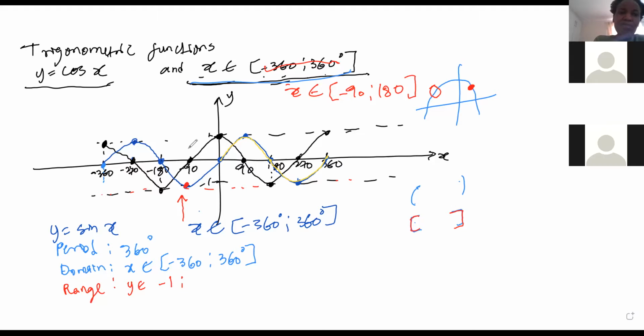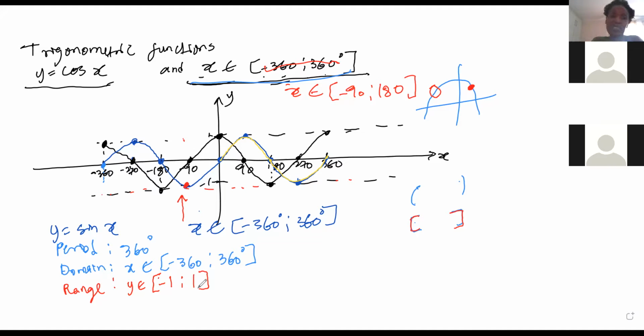And then what is the maximum value when we go up? The maximum value for this graph is +1. And those two values are also included, so we're going to have square brackets. Okay, so that's that. Guys, if you've got questions, you are more than welcome to ask.